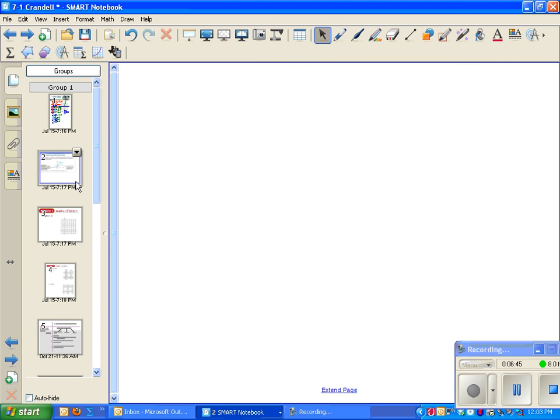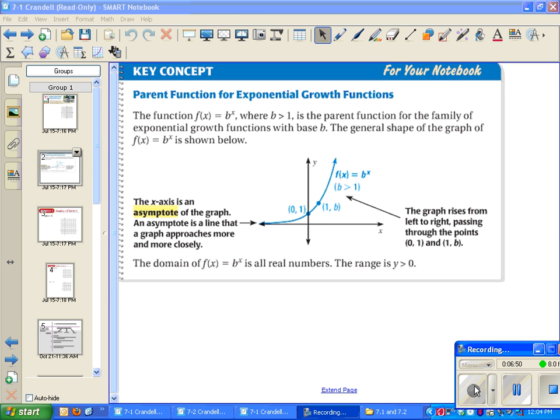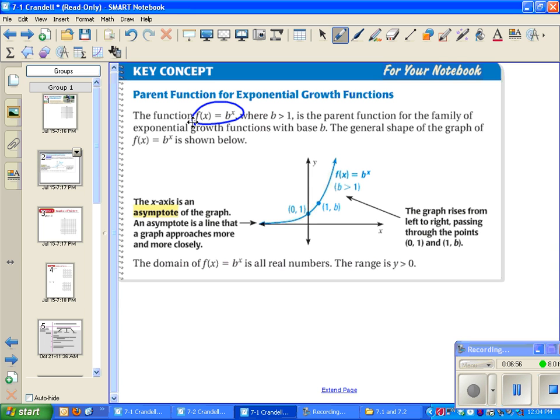Okay, and then here's the very basic one. This is the very basic graph. F of x equals b to the x. So pause this, read through it. Make sure you know what domain and range is, what the asymptote is.